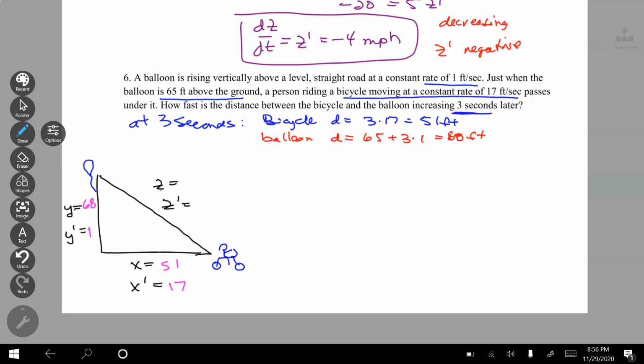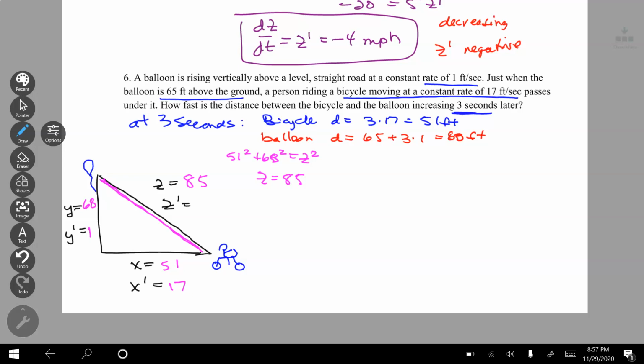So I don't know z. I don't know how far this distance is. I'm trying to figure out what this distance is. Well, by the Pythagorean theorem, I could do 51 squared plus 68 squared is equal to z squared. It's still a ratio of a 3, 4, 5 right triangle, so I get z is equal to 85.